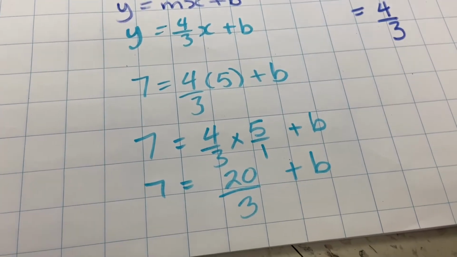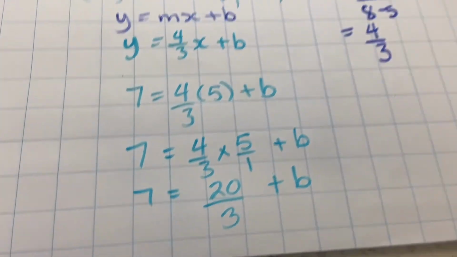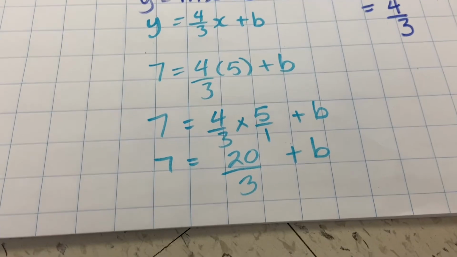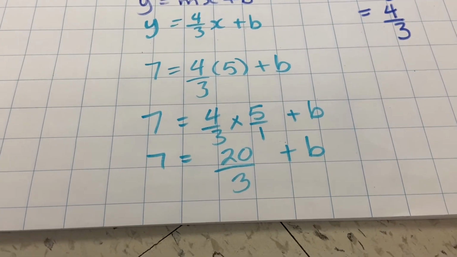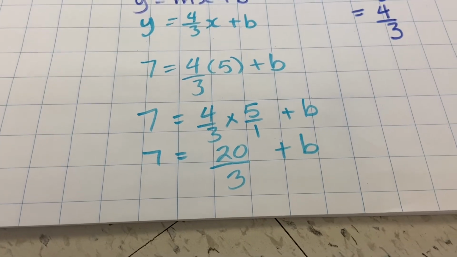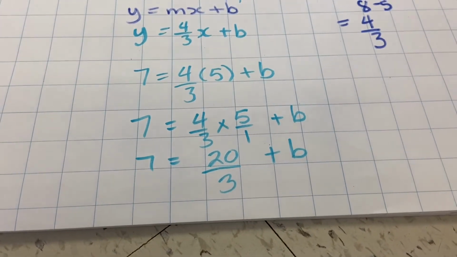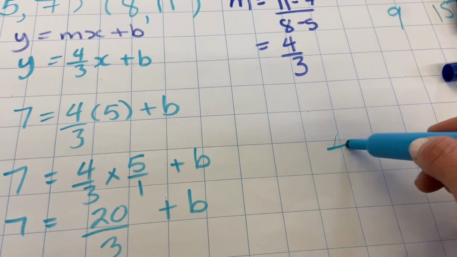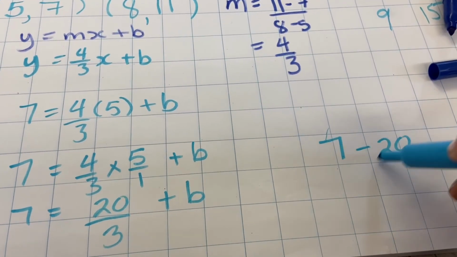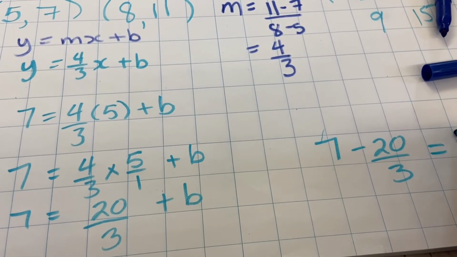And what we want to do is get our initial value by itself. So I need to move my 20 over 3 to the other side. This can be some complicated or difficult math if you struggle with fractions. So we're going to need to practice our fractions. So we want to take this and move it to the other side. So I end up with 7 minus 20 over 3 is equal to b.